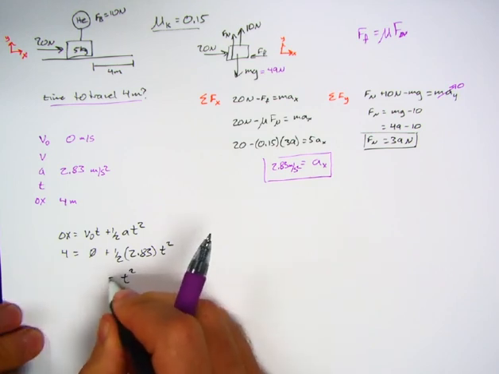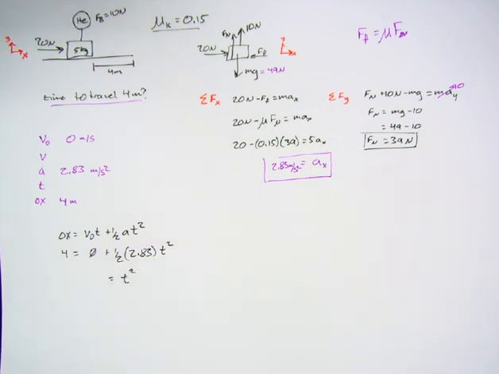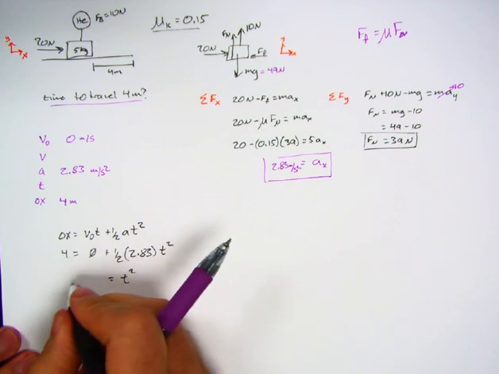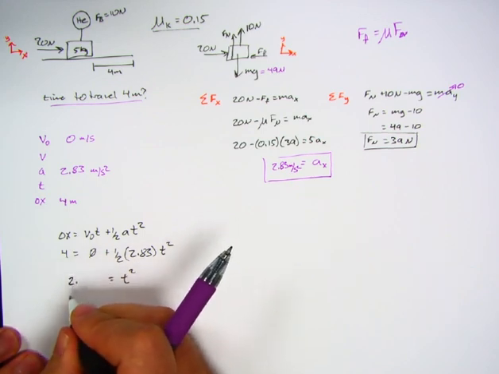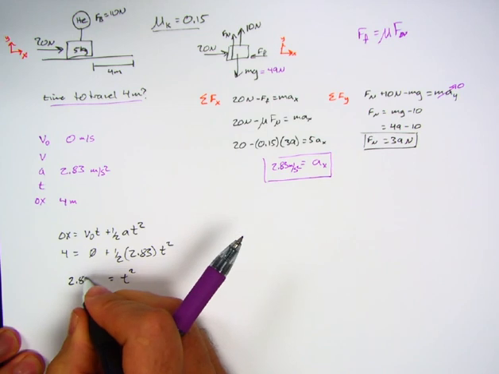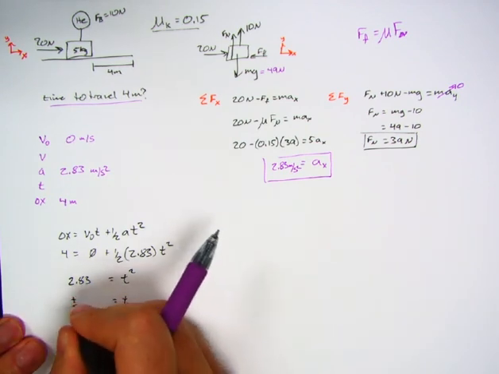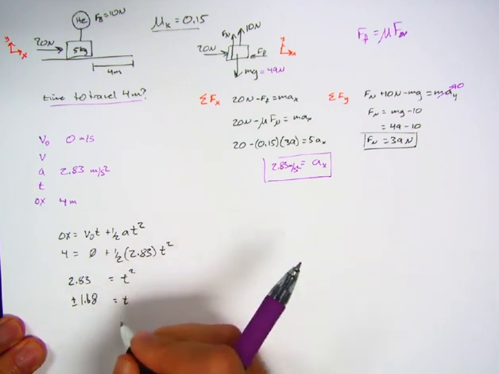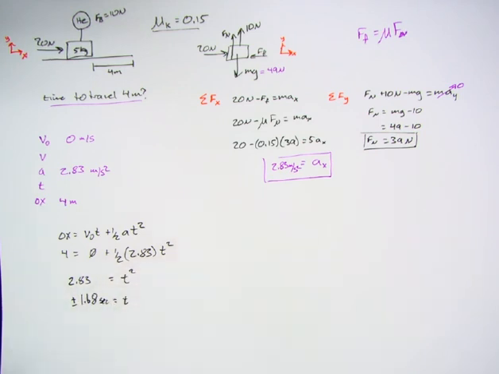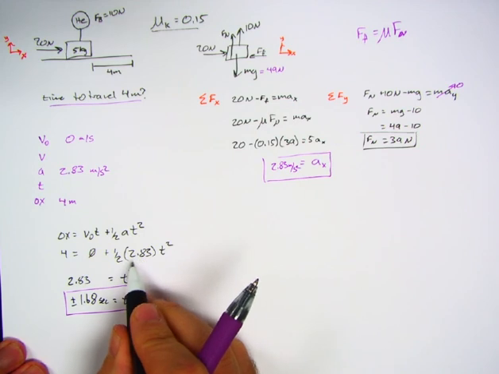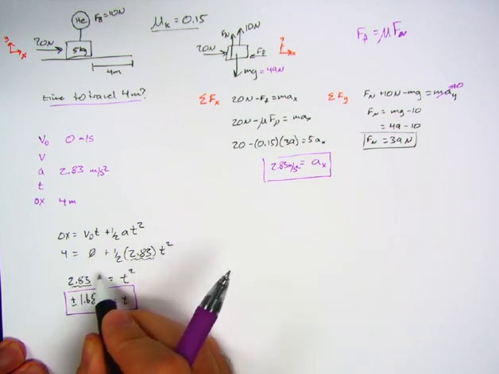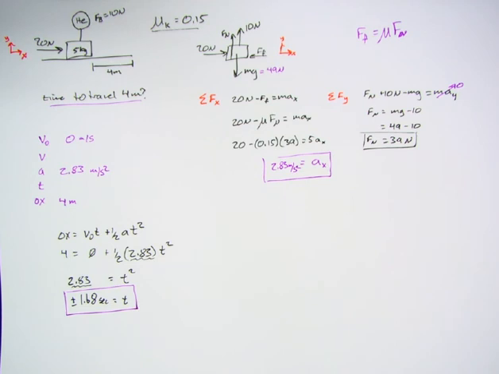So t squared is equal to 2 times 4 divided by 2.83, and taking the square root, t is equal to plus or minus 1.68 seconds. So that's how much time it takes. One thing to note, this 2.83 right here is an acceleration. This 2.83 is a time squared. That's just blind luck. That's a coincidence that those are equal. Those are not the same number.